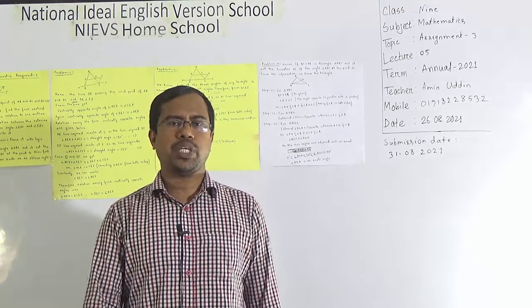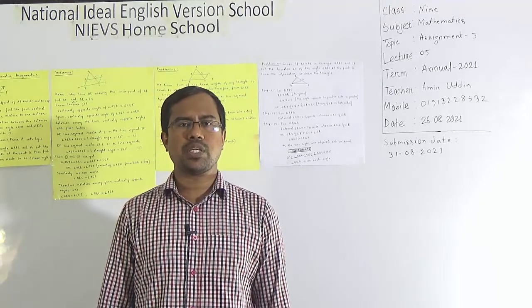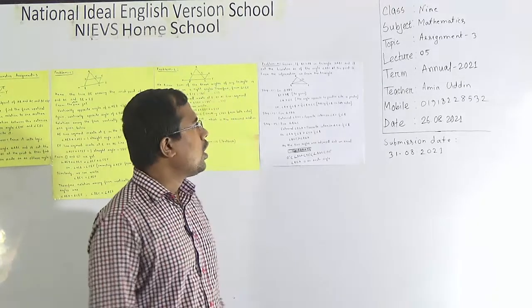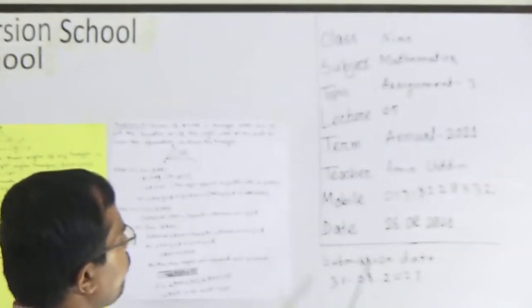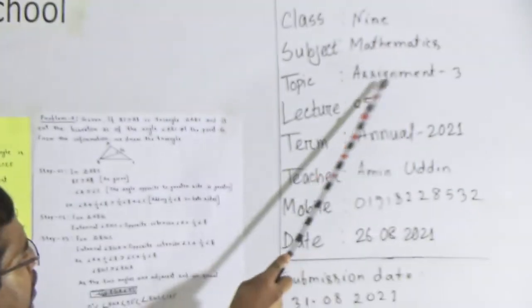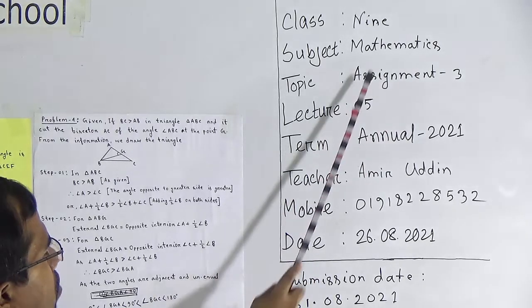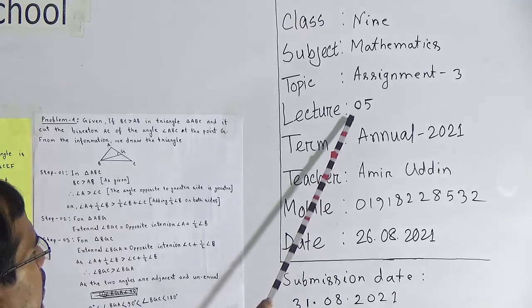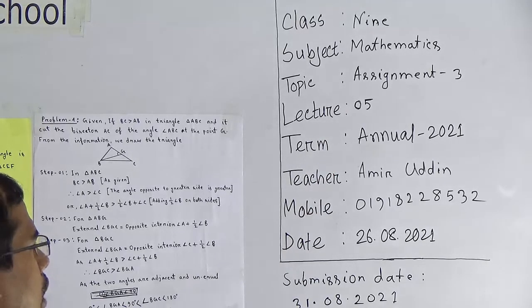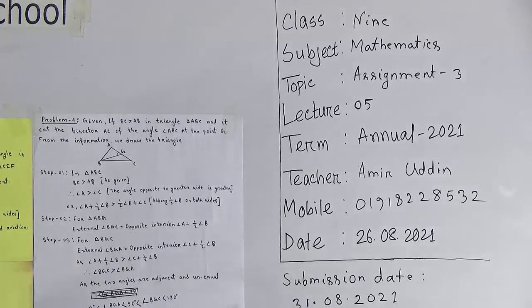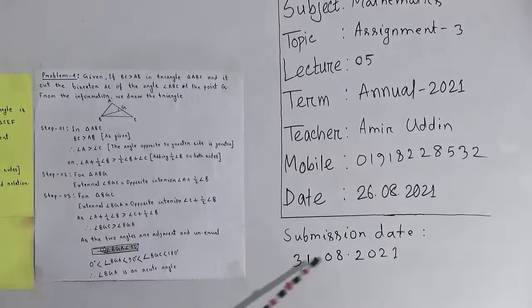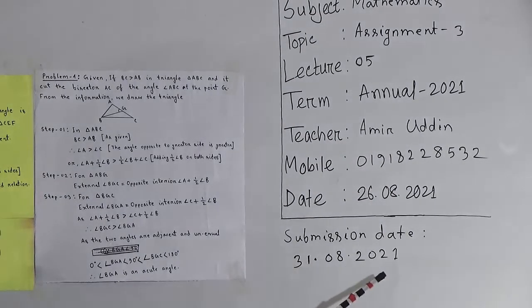Dear students, today I am going to take a math class for the students of class 9. Our today's topic, Assignment-3. Today we will discuss Assignment-3. This is lecture number 5 and the submission date of this assignment is 31/8/2021. That means 31 August 2021. Okay, now students, let us start our today's class.